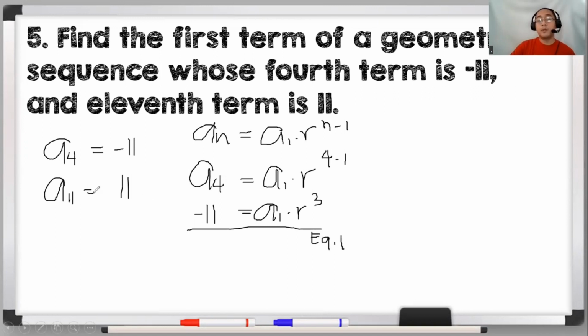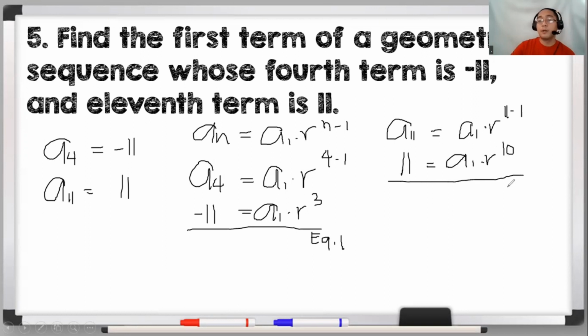For equation number 2, we'll use the highest term that we have as a given. So a sub 11 is equivalent to a sub 1 times r raised to the power of 11 minus 1. Then we will substitute. So 11 is equivalent to a sub 1 times r raised to the power of 10. So this is our second equation.